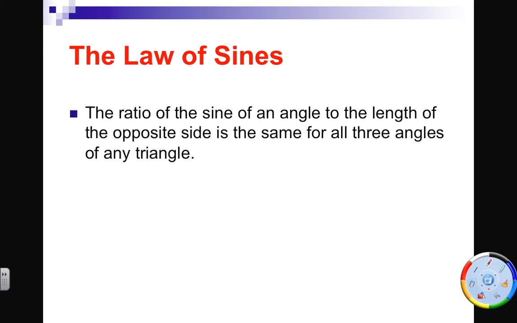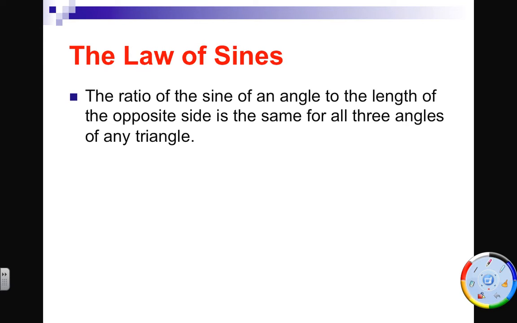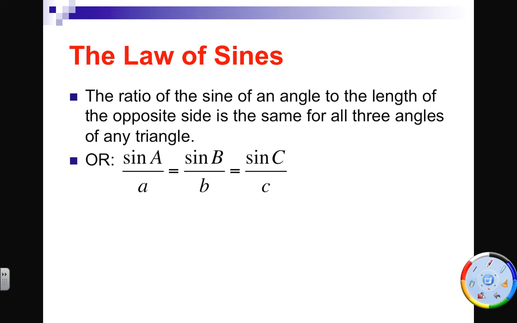The law of sines basically states this: the ratio of the sine of an angle to the length of the opposite side is the same for all three angles of any triangle. And I am going to stress this word, any triangle. So I don't have anything to do with right triangles in here. I can do anything. And so we have that sine of A over a equals sine of B over b. But I can extend this to the sine of C over c, and this is for all three angles.